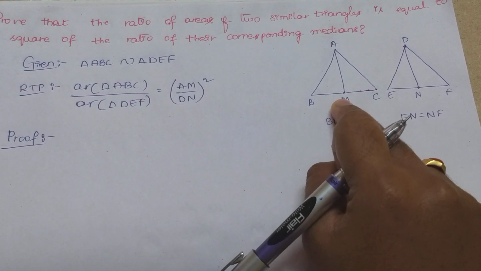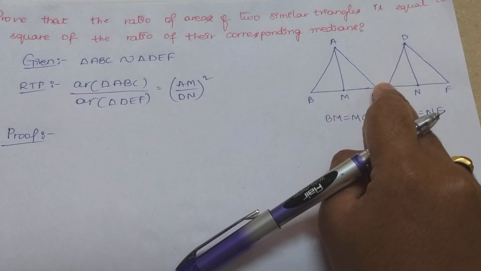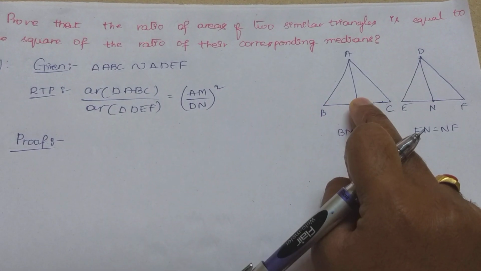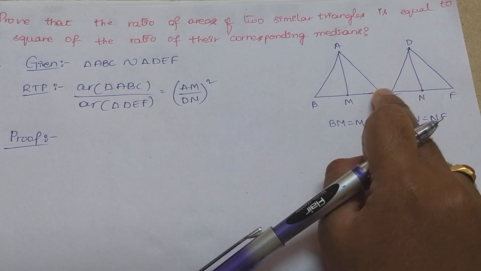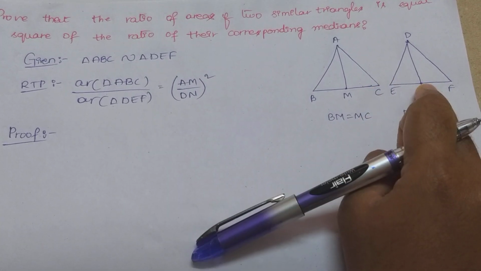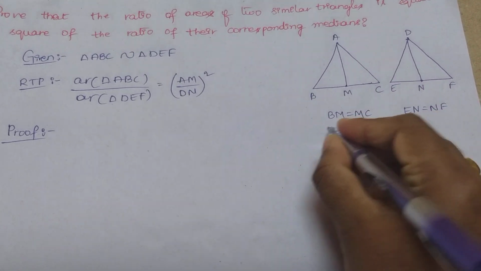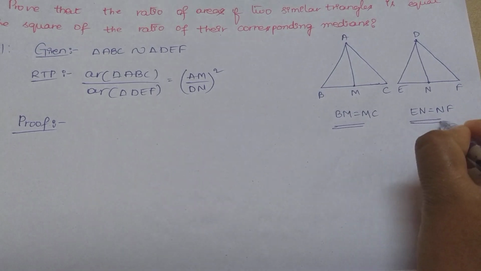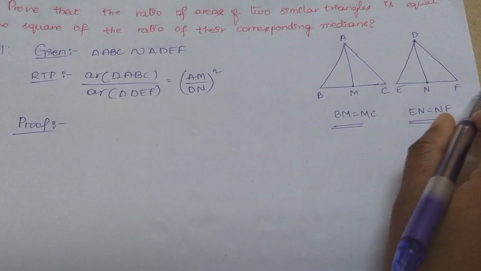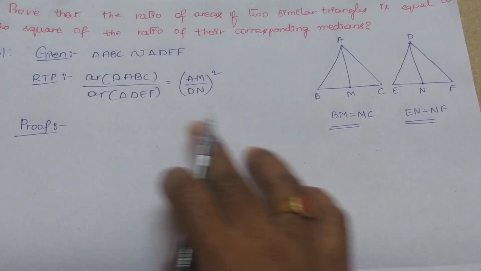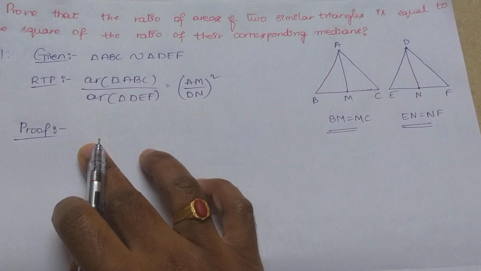If M is the midpoint of BC, then we can write BM equals MC. If N is the midpoint of EF, we can write EN equals NF. We can write this because M and N are midpoints of BC and EF. Now let's enter into the proof part.